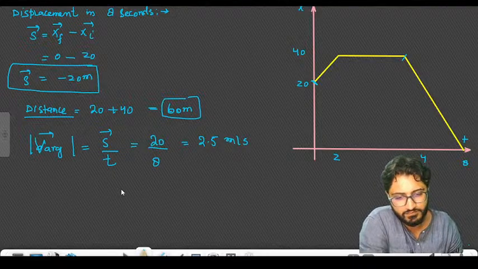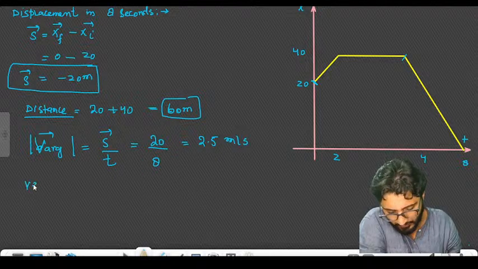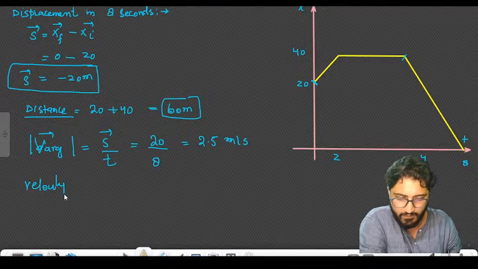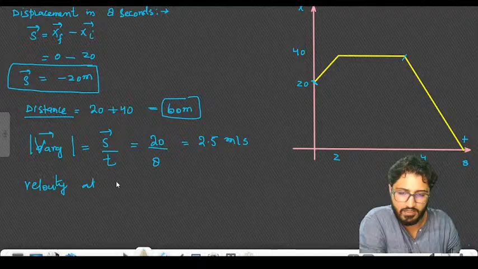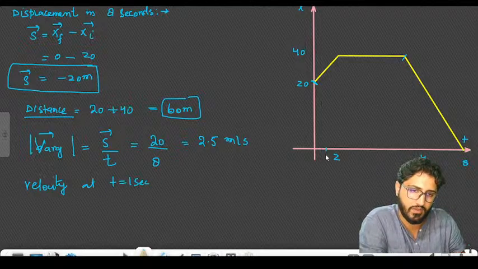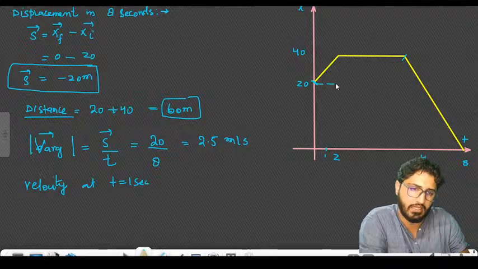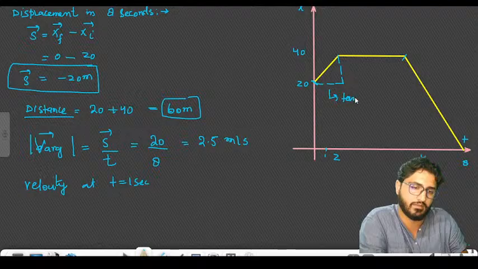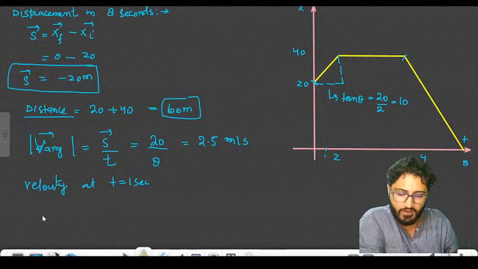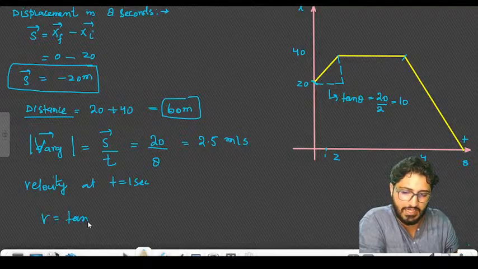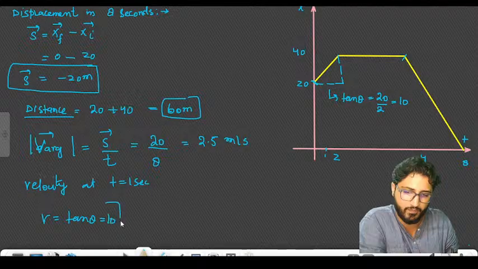Done? If somebody asks you velocity at t equals 1 second, 1 second will be here. That means I need the slope of this line. So what is tan theta here? Is it 20 by 2? That means 10. So my velocity is equal to tan theta. Tan theta is equal to 10.